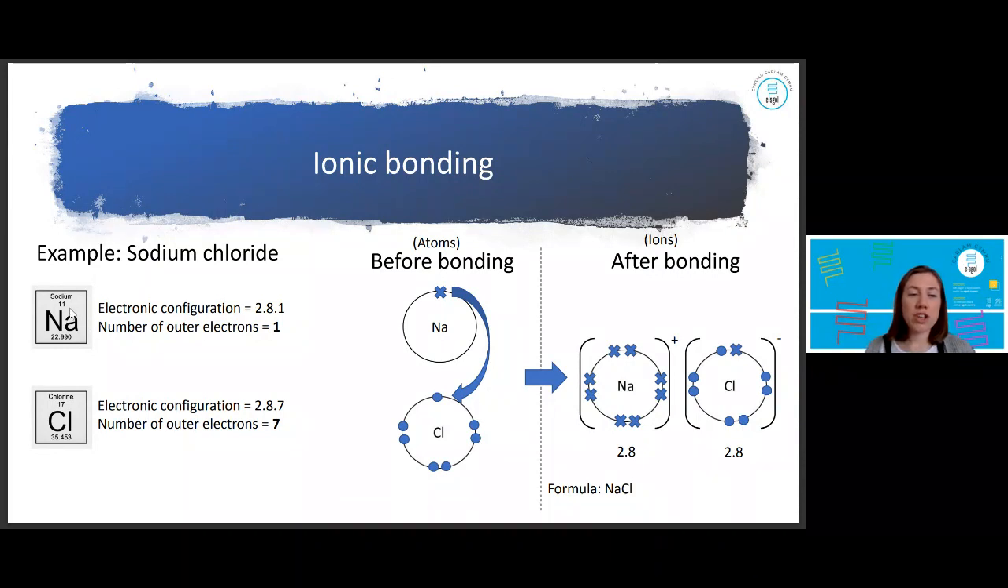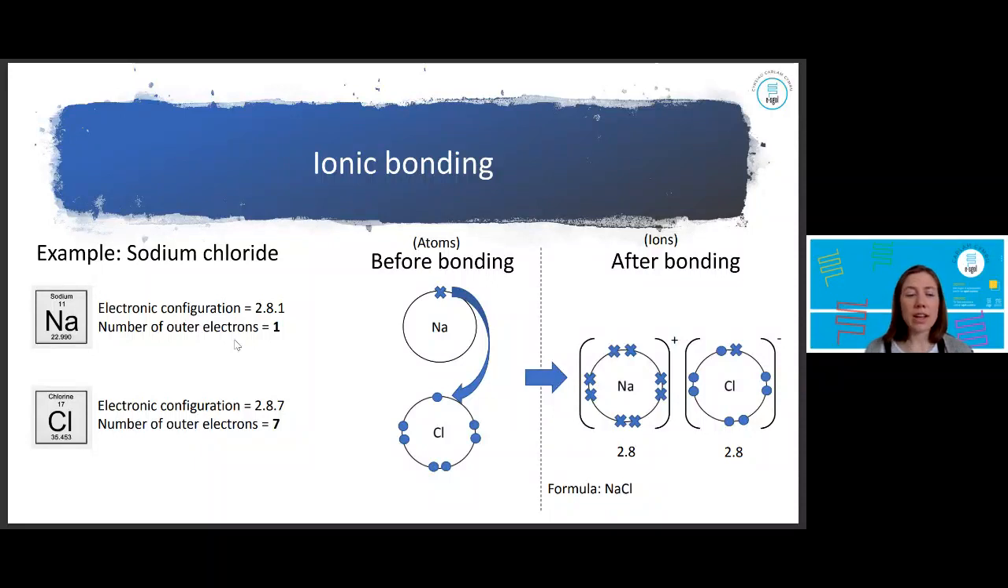Once you have that information, you can see how many electrons sodium and chlorine have. And then it's important that you write out the electronic configuration for those 2 elements. So for sodium, it has 11 electrons, and therefore the electronic configuration is 2,8,1. That's important because it tells us there's 1 electron in the outer shell. Chlorine has 17 electrons, and therefore the electronic configuration is 2,8,7. It has 7 electrons in its outer shell.